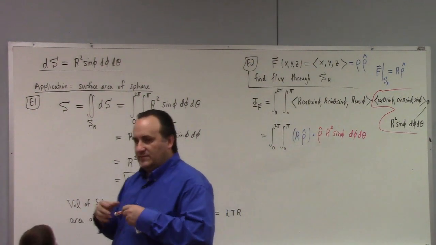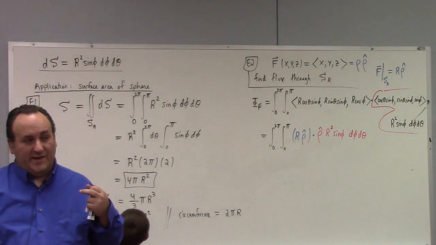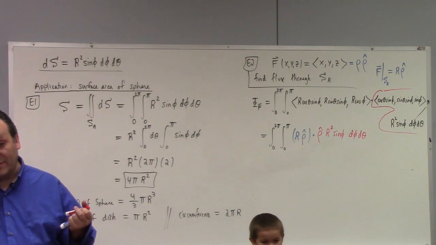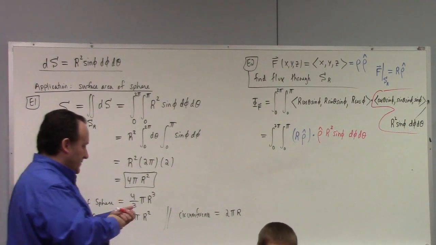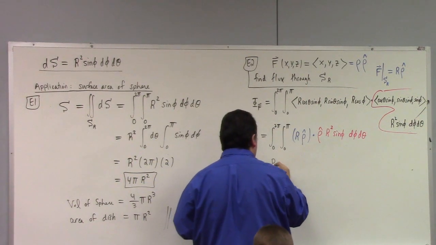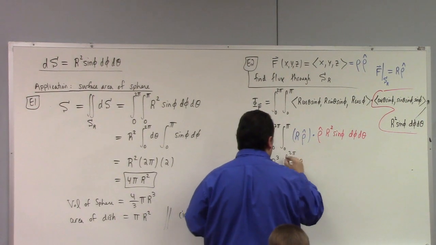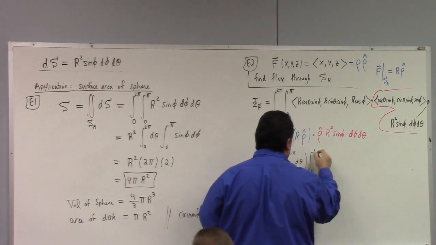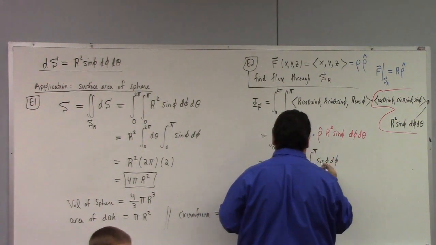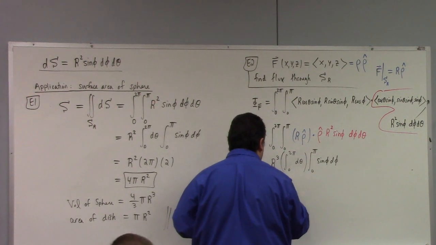So we can appreciate that what we have is rho hat dot rho hat, all right? And what's rho hat dot rho hat? Well, it's 1. And so really the whole integral drops back down to R cubed, integral from 0 to 2 pi of d theta, integral from 0 to pi of sine phi d phi, which of course is 4 pi R cubed.